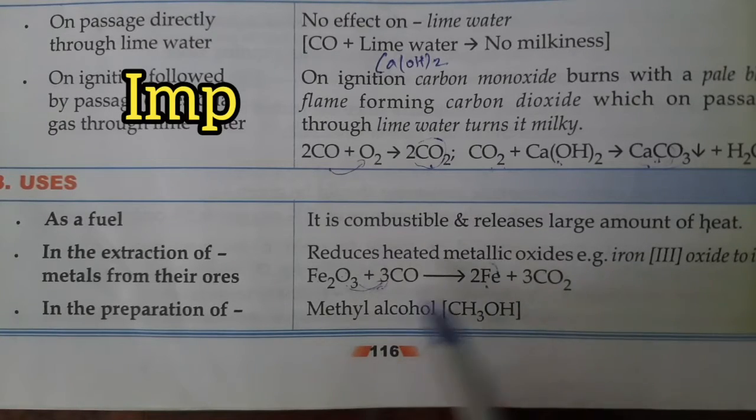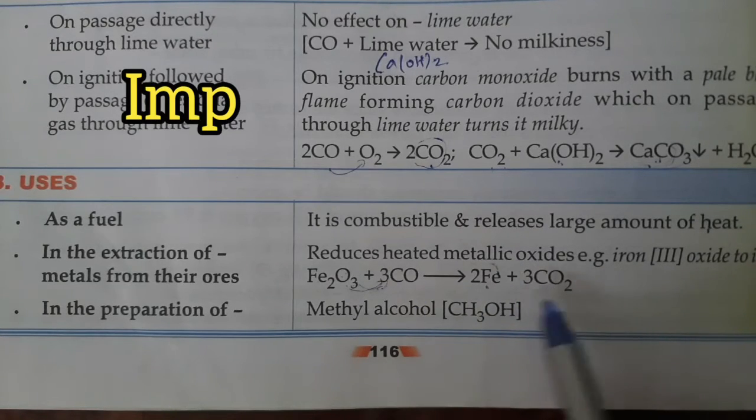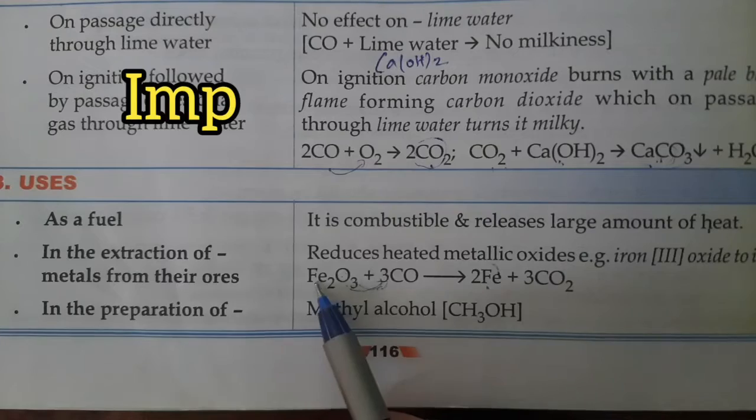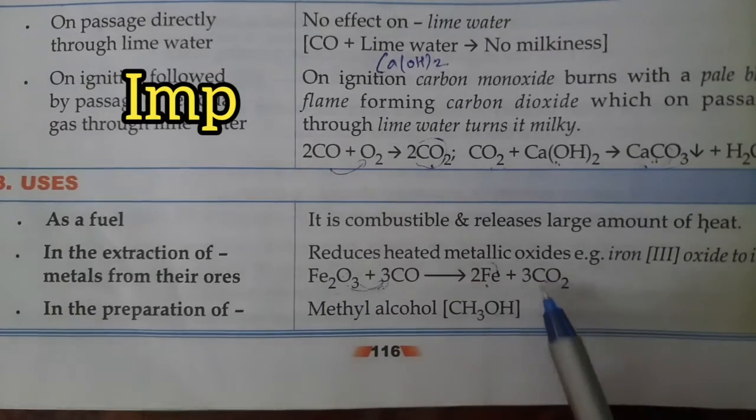Okay, and the gas which we get out is carbon dioxide gas, then you can balance. So name the gas formed when carbon monoxide reacts with iron 3 oxide. So answer is carbon dioxide.